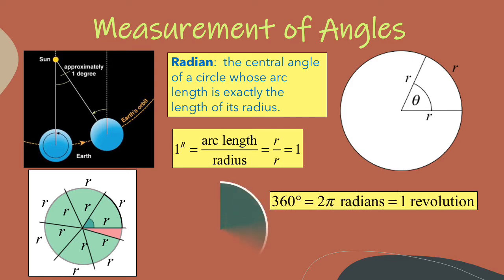So what is it that you really need to know? As a circle gets traced out by rotating its rays, we have a full circle, or 360 degrees, which can also be written as 2 pi radians, or can also be written as 1 revolution. So 360 degrees is the same as 2 pi radians, which is the same as 1 revolution.